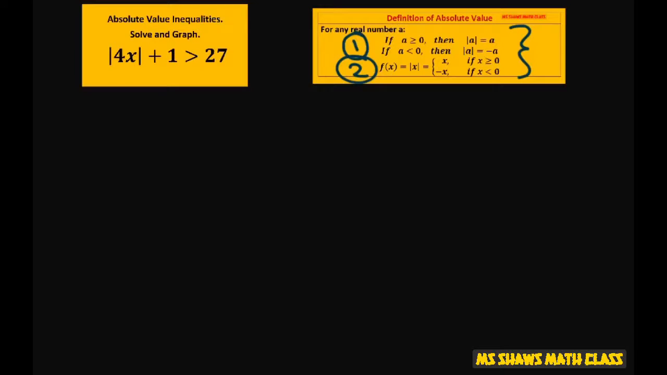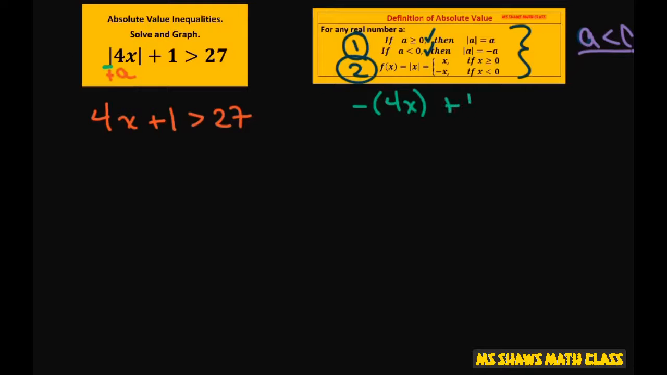So either way, the first way is if a is greater than or equal to 0. So if it is, so this is your a part. If that's positive, then you just copy this down. If it's negative, and anytime you say a is less than 0, you're really just saying, well, a is negative. So when you do that, we want negative here. So we're going to write negative 4x plus 1 is greater than 27.